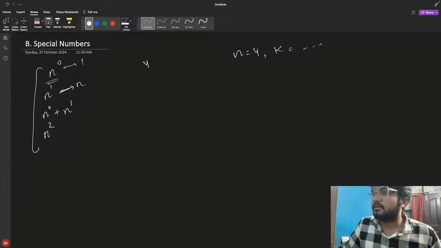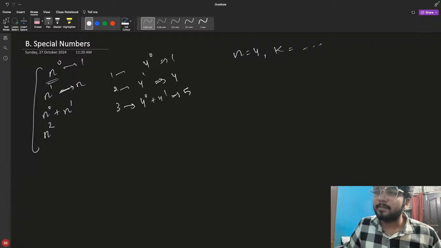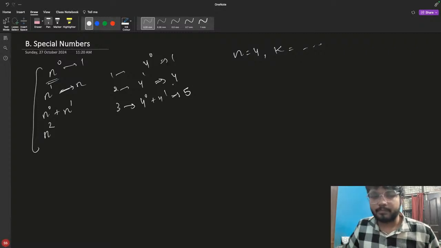Let's start with this. This is the first number. The second number will be 4 to the power 1. The third will be the sum of both. Is there any number between 4 and the sum of these? No, because the sum of these is 5, so there can be no number. What is the next number? Think of what can be the next number. Can we have 8? No, because 8 would be 4 to the power 1 plus 4 to the power 1. That is not allowed. We need unique powers.